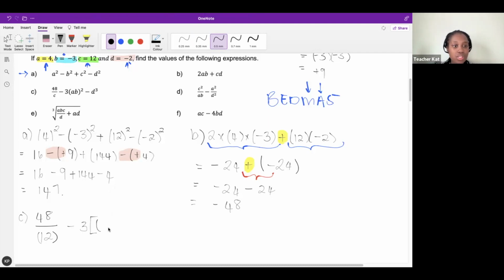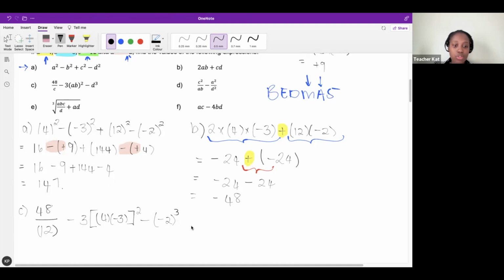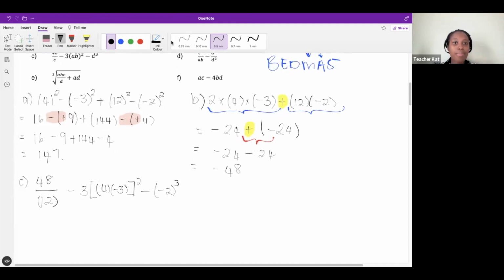Okay, so I have my square bracket for the big term that I'm about to work with. So this is A, 4, times B, which is negative 3. And all of this is going to be squared, okay? Minus D, which is negative 2, all cubed. Okay, I've rewritten my sum properly with my substitutions. Where do we start here? Look at BEDMAS. Where does BEDMAS say we should start?